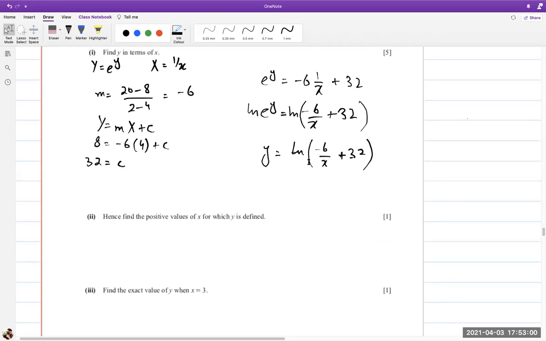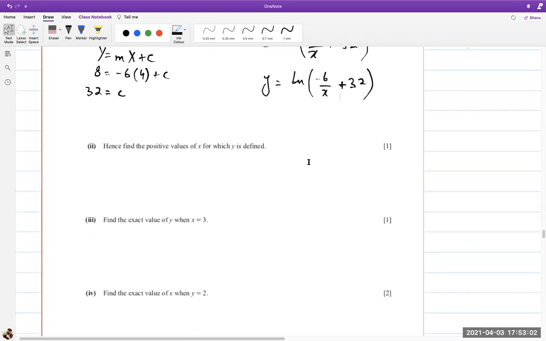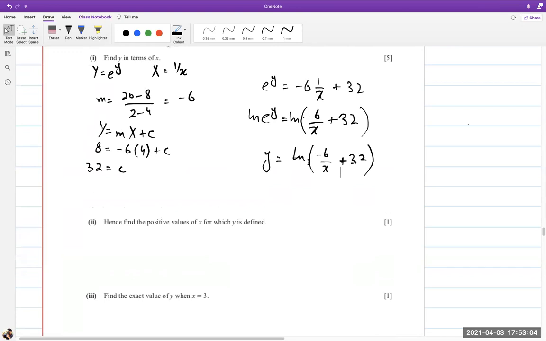Okay, so इस वजह से इसको ऐसे ही छोड़ देना. Find the positive value of x for which y is defined. इसका मतलब क्या है? y define कब होता है? log कब define होता है? log तब define होता है जब ये answer, ये जो यहाँ पर चीज़ है, ये greater than 0. So minus 6 over x plus 32 should be greater than 0. So let me do that. So minus 6 over x is greater than minus 32.